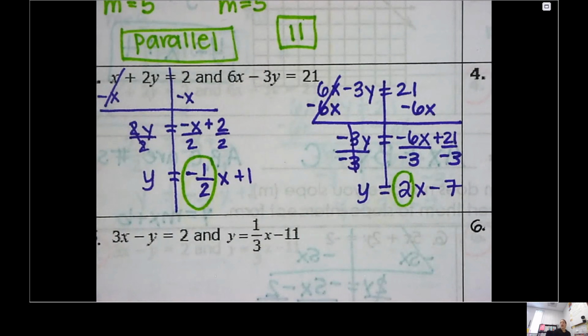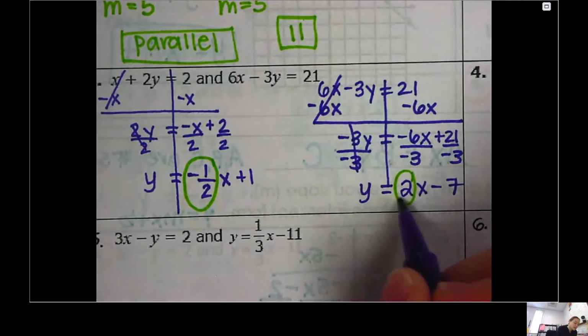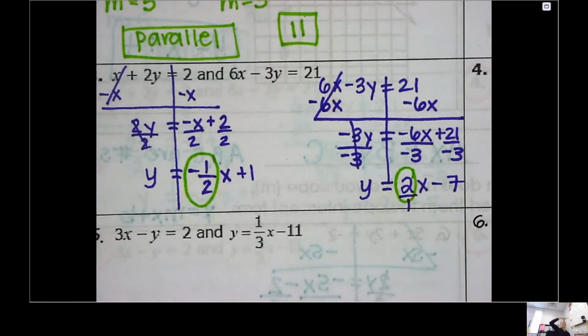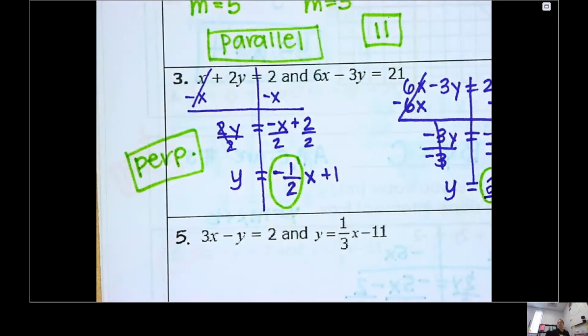Are they opposite reciprocals? Yes. Why? Good. Everyone's got it. The 2 you can really put over a 1, right? So 1/2, you flip it, becomes 2 over 1. This one's negative. This one's positive. What kind of lines are these? Perpendicular, because they're opposite reciprocals.